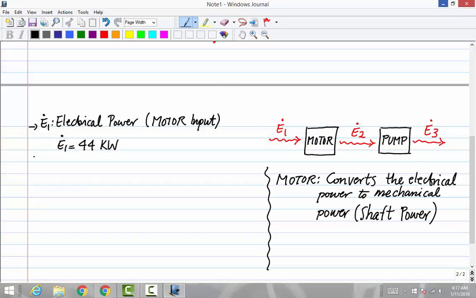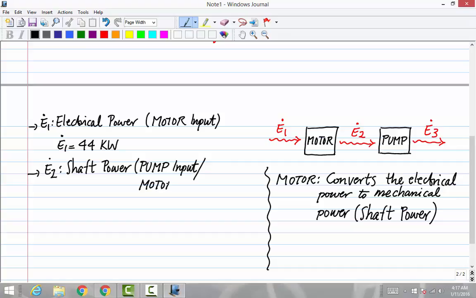And then, let me continue defining these parameters. E dot 2 is the shaft power, or shaft work, and that is the pump input, or at the same time it's the motor output. And we don't know how much it is. It doesn't say in the question.